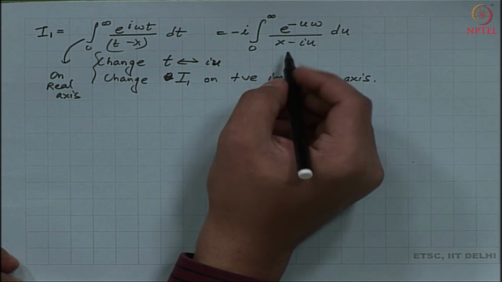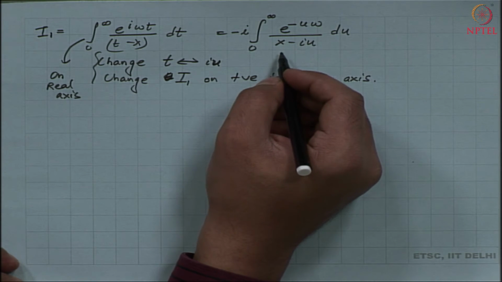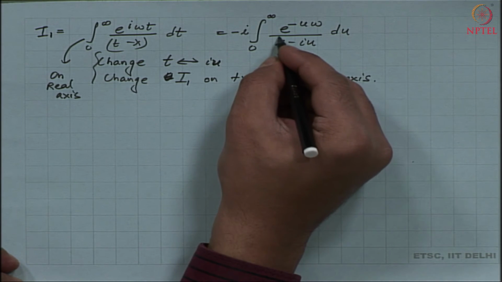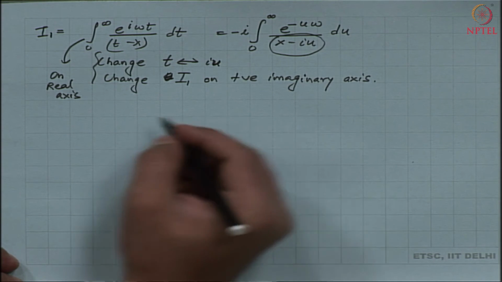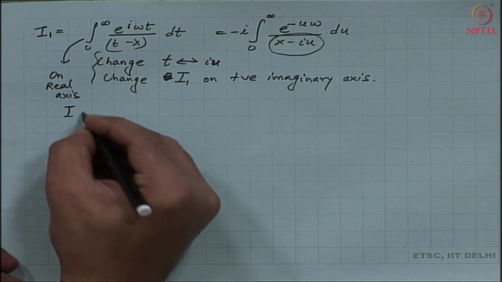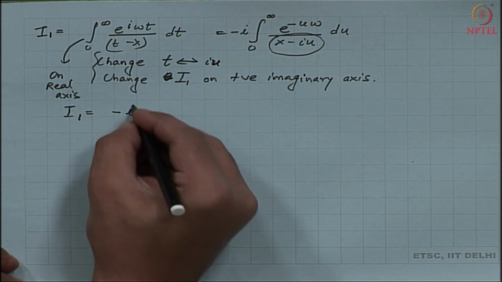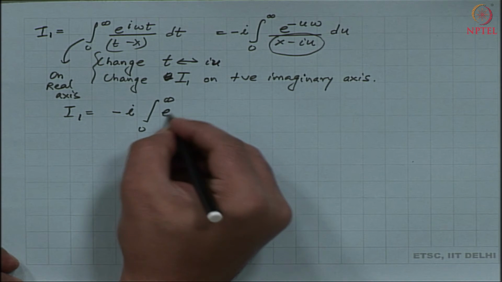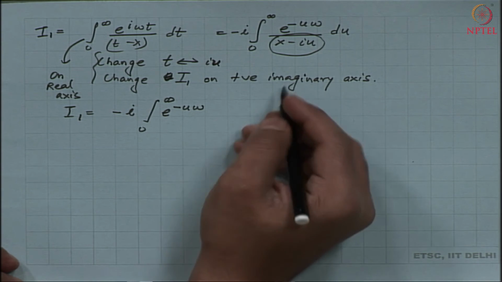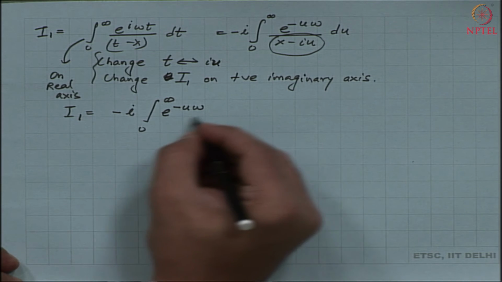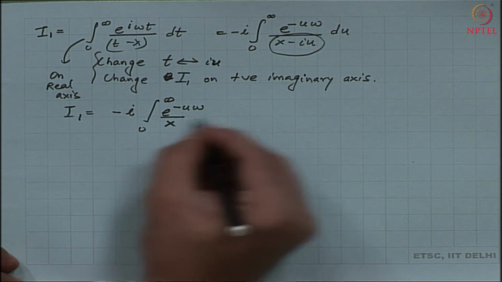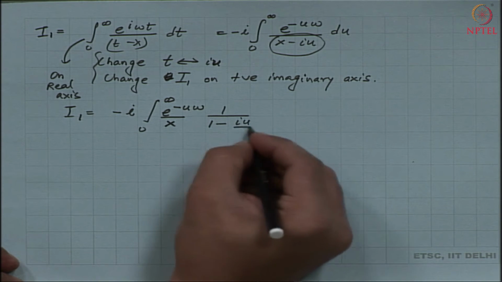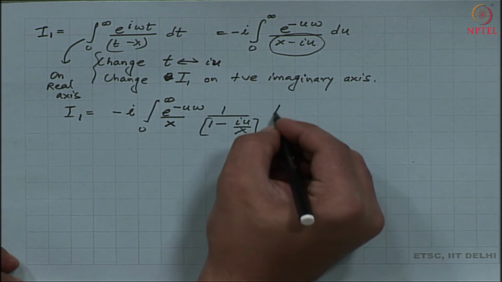So then let us look at the expression. Well, let us look at this factor here. Okay. So my I1 is negative i times the integral from 0 to infinity of e to the power minus u omega divided by x minus iu. So I am going to take my x out of the expression. So I get 1 by 1 minus iu by x, okay, du.